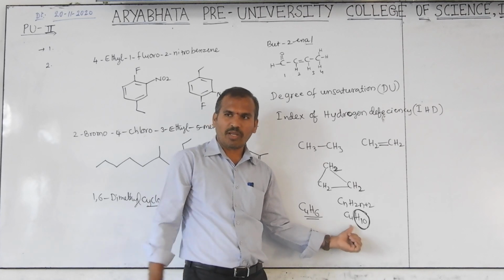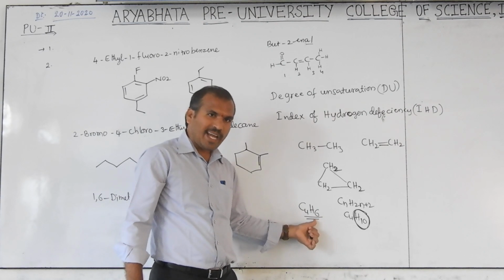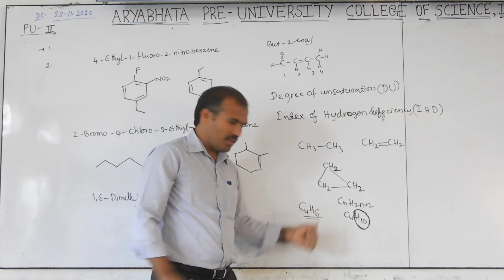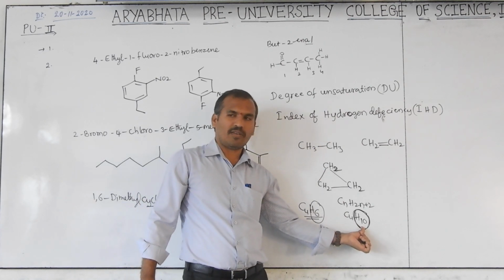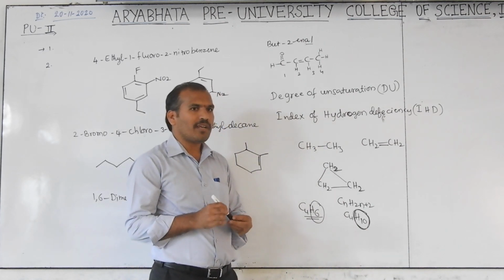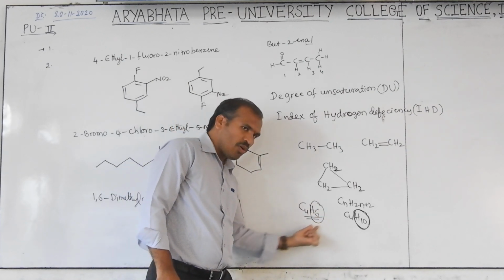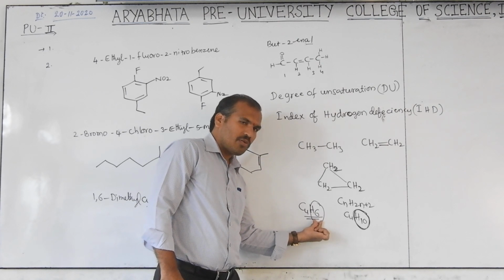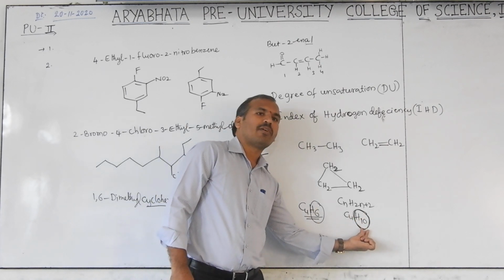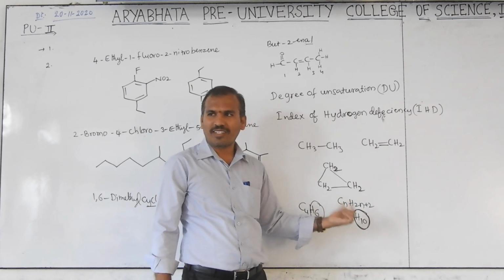For 4 carbon, how many maximum number of hydrogens? 10. But here how much is given? This is actually given in this formula. This is the actual number of hydrogens. This is the maximum number of possible hydrogens. So how to calculate the degree of unsaturation? Degree of unsaturation is calculated for a given molecular formula by comparing the actual number of hydrogens with the maximum number of hydrogens possible. Now understand it? That is the degree of unsaturation.